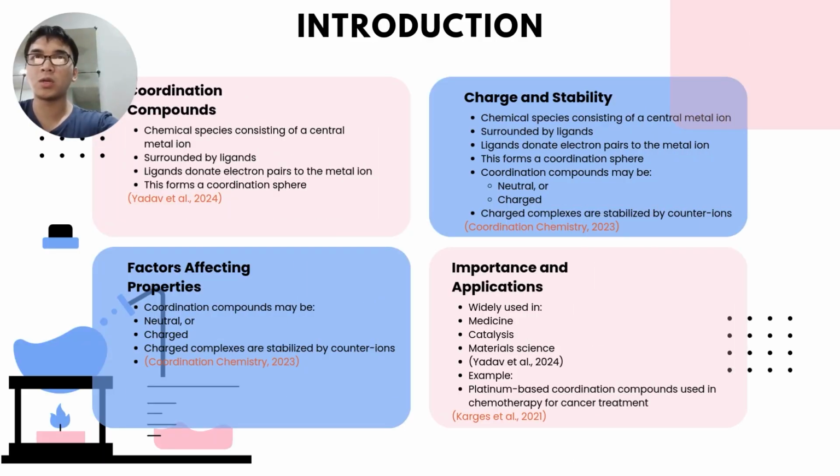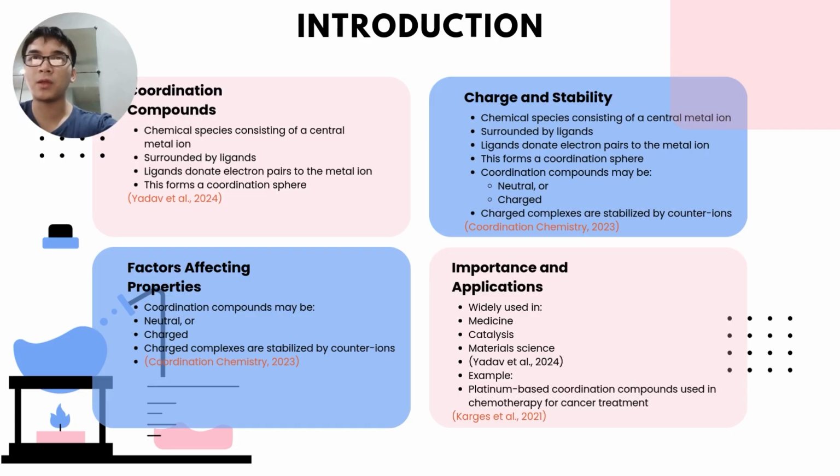Introduction. Coordination compounds are chemical species that consist of a central metal ion surrounded by ligands. These ligands donate electron pairs to the metal ion, forming what is known as the coordination sphere. This coordination compound may be neutral or charged, and when the complex is charged, it is stabilized by surrounding counter ions. The overall reactivity of coordination compounds depends on the type of metal ion present, as well as the number and the nature of the ligands attached to it.